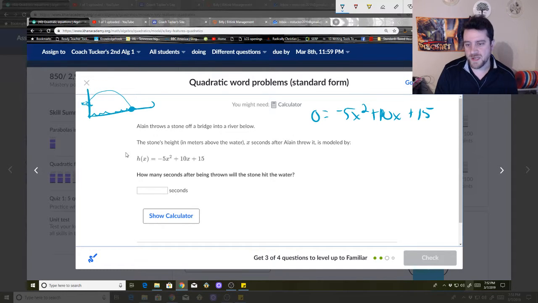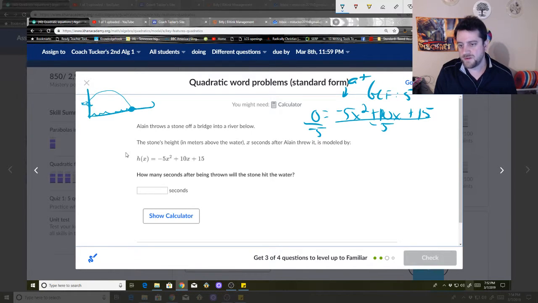Here's why. Because we have an equation and I have a greatest common factor, why don't I divide both sides by negative 5? 5 is the greatest common factor over here, isn't it? But I also want a to be positive, and right now it's negative. So if I divide both sides by the greatest common factor and the negative, I get 0 equals x squared minus 2x minus 3. Look how easy this is.